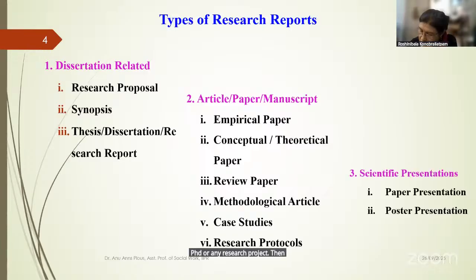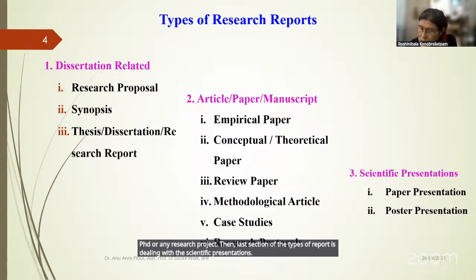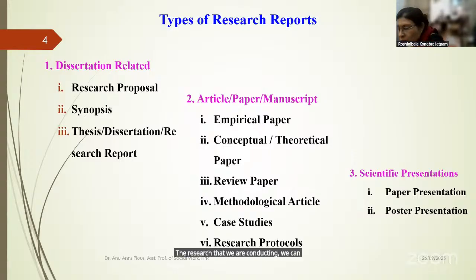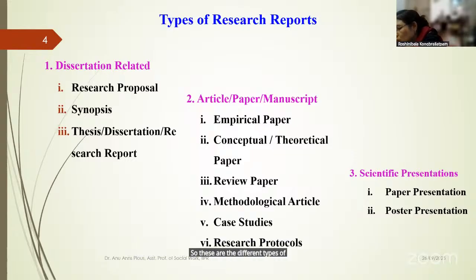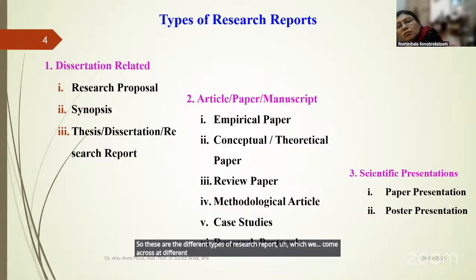Then the last section of the types of report deals with scientific presentations. Again, this is based on the research that we are conducting. We can have paper presentations in international or national level conferences, or we can have poster presentations in international or national conferences. That is also acceptable, and it requires specific guidelines from the conference authority or organizing people. So these are the different types of research report which we come across at different points of time during our research process.